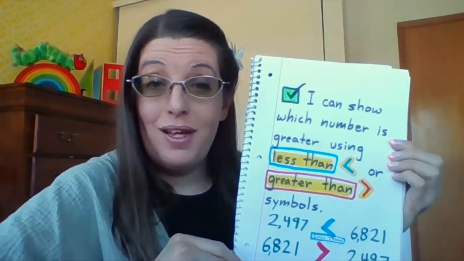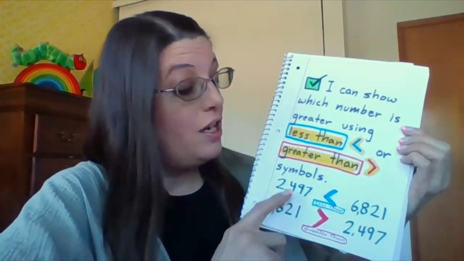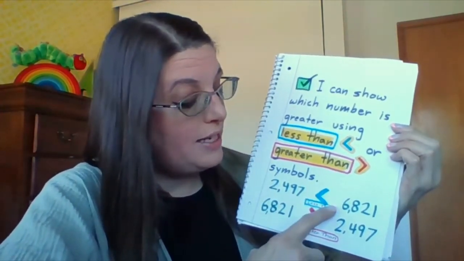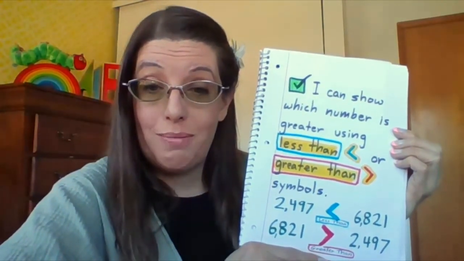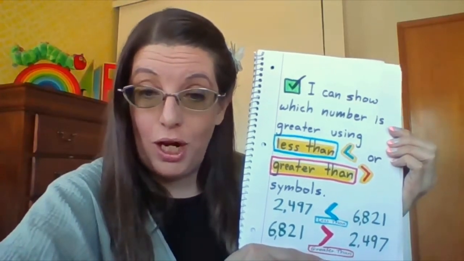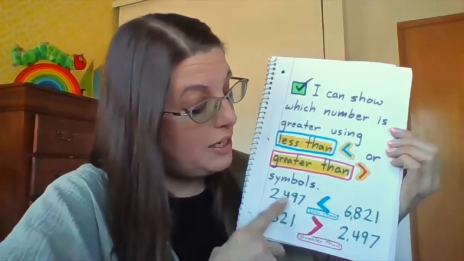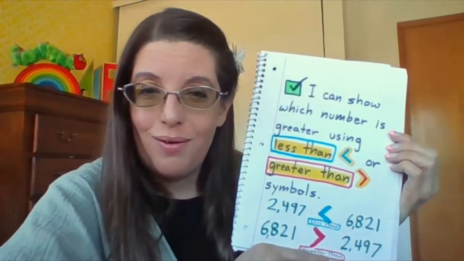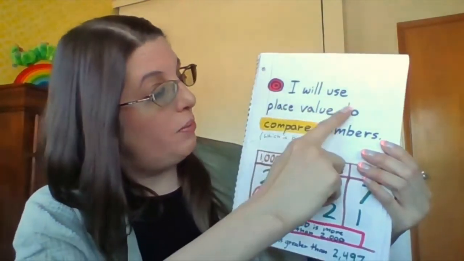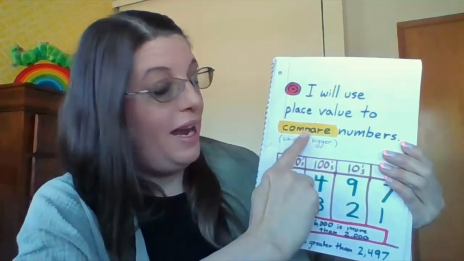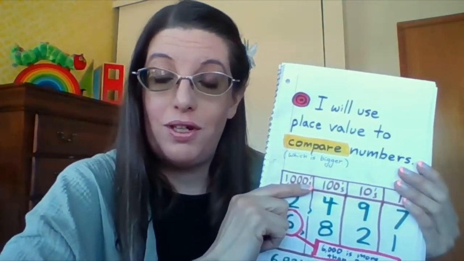Were you able to complete the success criteria? Can you use the less than and greater than symbols to show somebody which number is bigger and which one is smaller? Do you know how to read these symbols when you read them out loud? If so, that means you have met our learning target. You will be able to use place value to compare numbers and show people which number is bigger and which number is smaller using symbols.